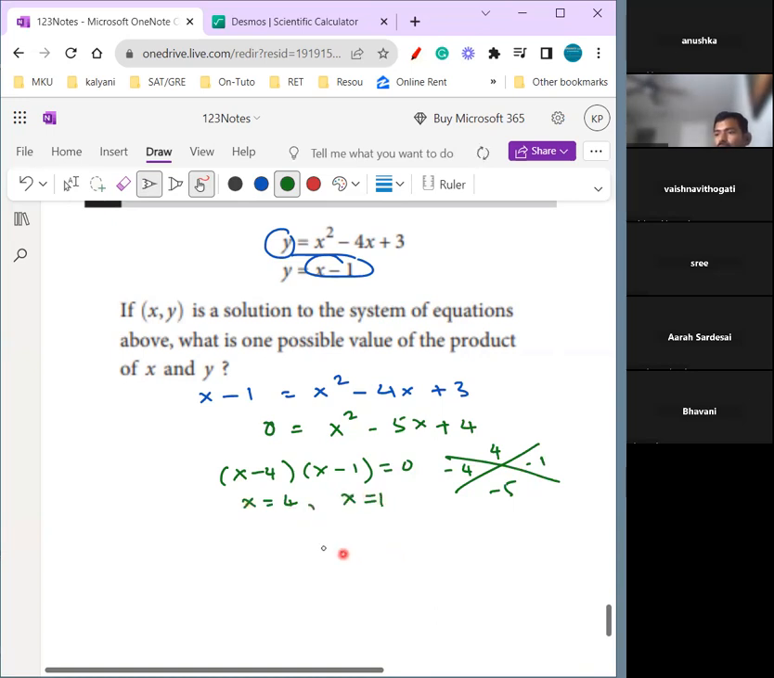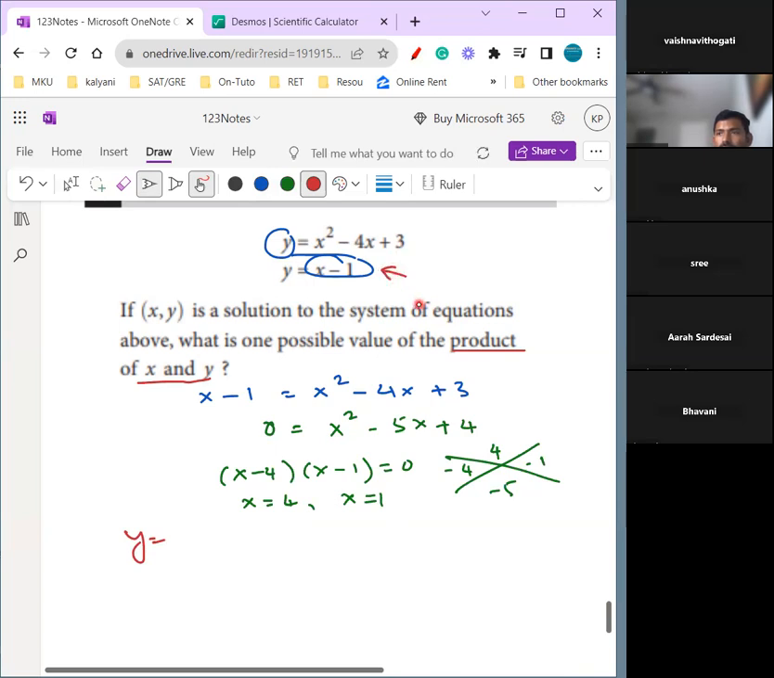I see a lot of you guys did get that. Did I make a mistake? No, okay, good so far. Now, once I have that, what I need to find is x times y, the product of x and y. So x, I have it, 4 and 1, but I need to know the y. So for y, I don't take the quadratic, I'm going to take this one.